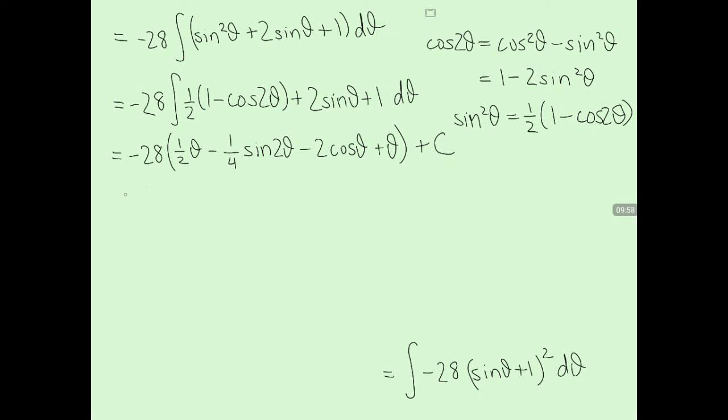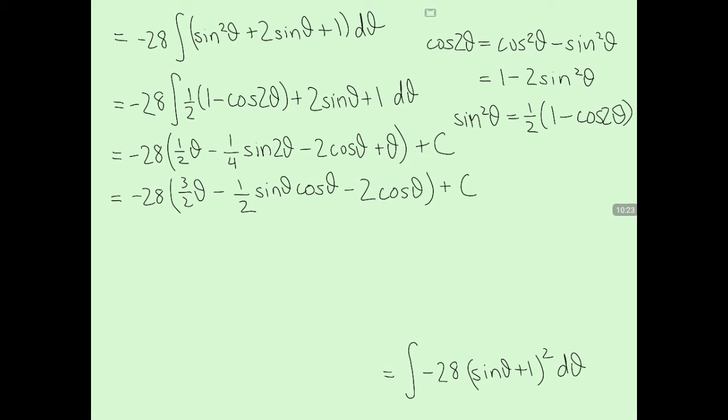So now if we simplify like terms, what we get is negative 28 times 3 over 2 theta minus, here we can rewrite this sine 2 theta is 1/2 sine theta cosine theta, and then minus 2 cosine theta.